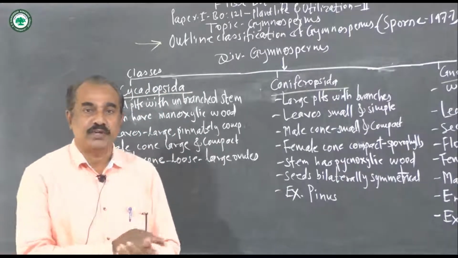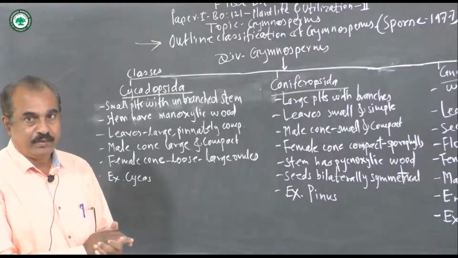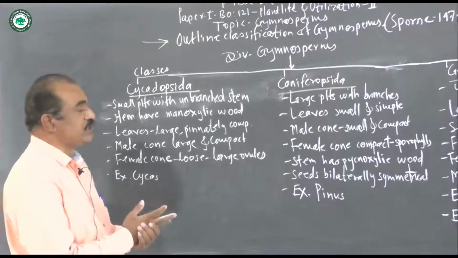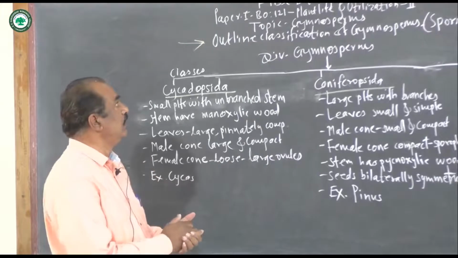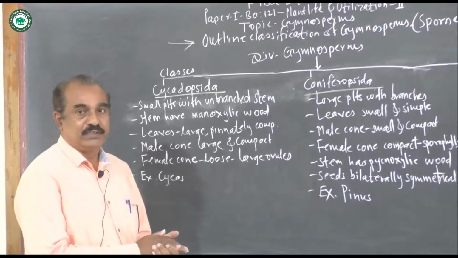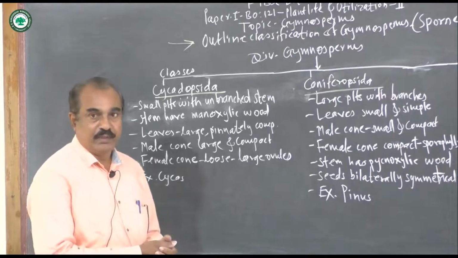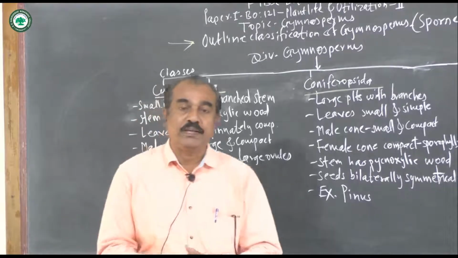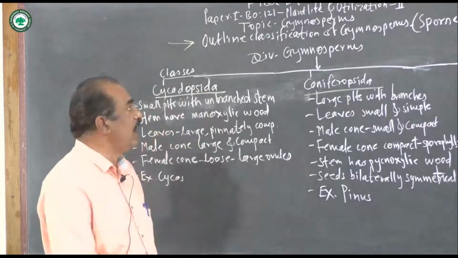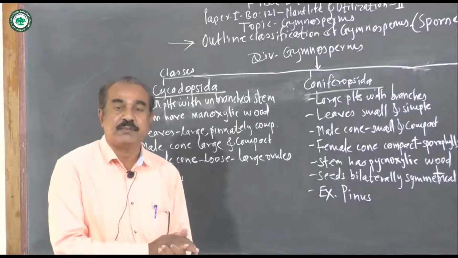Today, we are going to study T.Y.B.Sc Botany, and from this paper first, BO 121, that is Plant Life and Utilization, second part. And from this, a topic, that is the gymnosperms. And from gymnosperms, that is the outline classification of the gymnosperms according to Sporne in 1977.